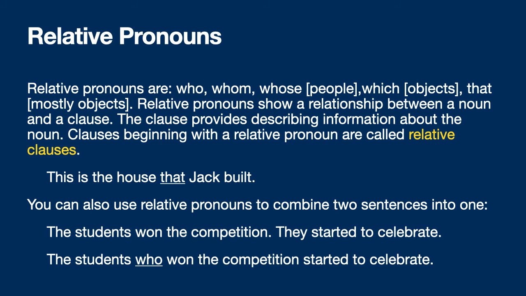An example of a relative pronoun is the word that in the sentence, this is the house that Jack built. Here we have a relative clause, that Jack built. That Jack built is a relative clause which gives more information about the noun house. This is the house. Which house? This is the house that Jack built.